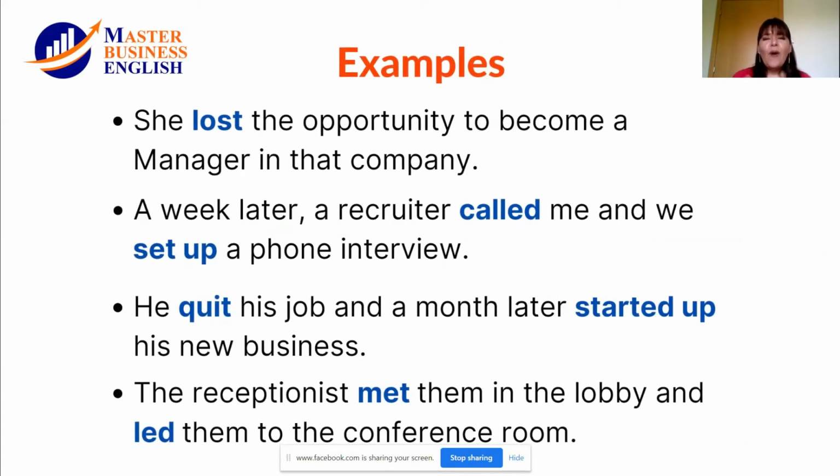Examples. Why examples, Karima? Because most of us understand concepts better through examples, or sometimes some of us struggle a bit learning the concept. But through examples, we understand much better. So here we have examples. She lost the opportunity to become a manager in that company. The action started, ended, it happened at a particular moment in the past, and it's a completely finished action. Why, Karima? Because it happened in the past. It is not happening now, or it will not happen in the future. That specific opportunity or situation finished in the past.